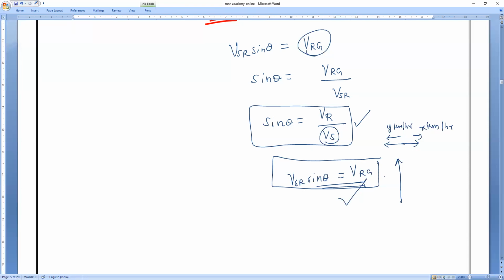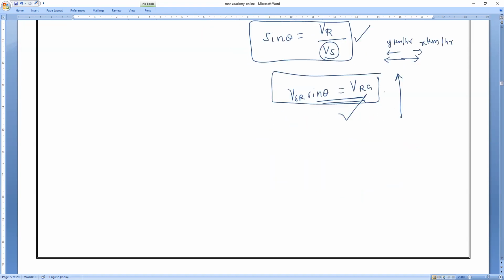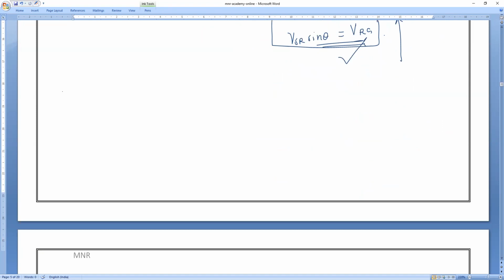Clear? Understand? That is what you have to remember. Okay, so that is how to make minimum distance. Next, minimum time. Minimum time means when it will take minimum time, guys. Can you tell me, when he travels, what direction?